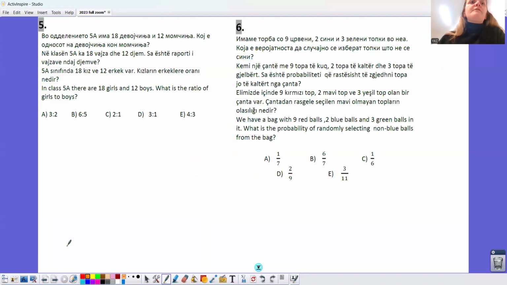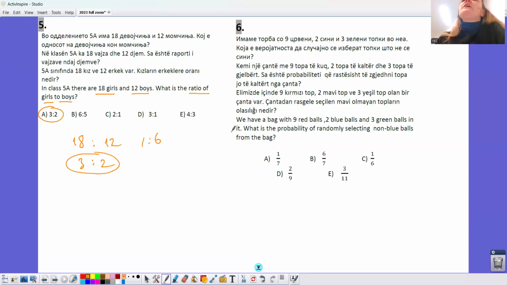Then let's see the fifth one. The fifth one says, in a class 5A, there are 18 girls and 12 boys. What is the ratio of girls to boys? It's a simple question. How many girls do we have? 18 girls. Then how many boys do we have? 12 boys. We are looking for the ratio. This is the ratio. We will find the simplest form. Both of them, 18 and 12, are divisible by 6. So I will divide by 6. 18 divided by 6 is 3, and 12 divided by 6 is 2. This is simplification. So the result is A, 3 to 2. The ratio of girls to boys is 3 to 2.